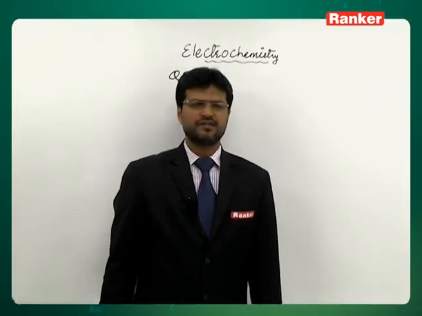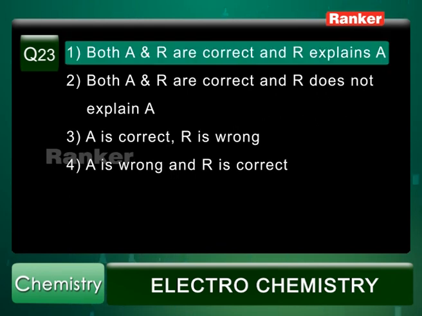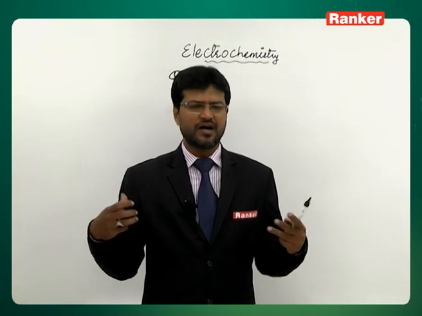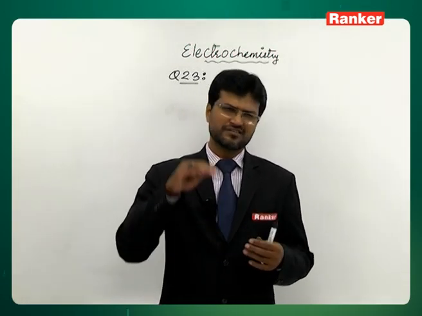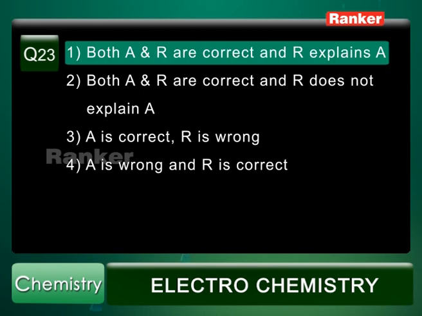Question number 23. Assertion is molar conductance of strong electrolyte solution increases with decrease in the concentration of solution. This is a fact. Molar conductance increases with dilution. Reason: the mobility of ions in solution of higher concentration is less due to large interionic attractions or formation of ionic atmosphere. This is the correct explanation. So, we can say the first option is the correct option. That means both A and R are correct, and R explains A on the basis of inter-ionic attractions. Due to more inter-ionic attractions at high concentration, the mobility of ions will get restricted. So, answer is first option.